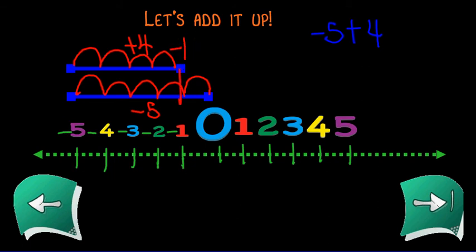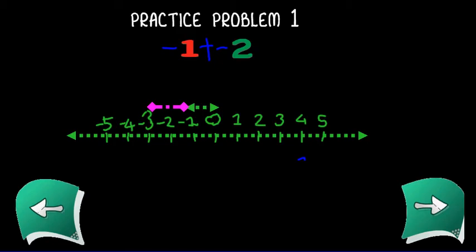Now let's try a harder question. -1 plus -2. It's the same thing as the question we just did. It's a negative sign, so we have to count it to the left. 1, -1. That's -1. Plus -2.